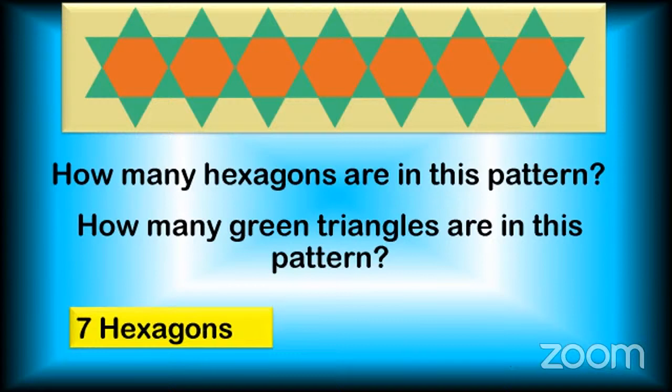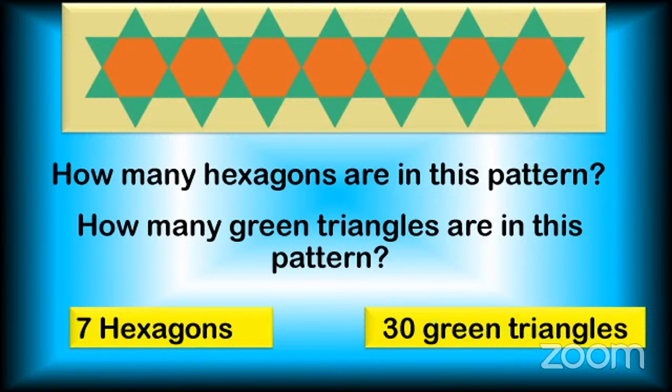But remember that there's a special name for shapes with 5 sides, and that special name is pentagon. So hexagons are 6-sided polygons, 6-sided shapes, just like these right here that are orange. So we have 7 hexagons and we have 30 green triangles.